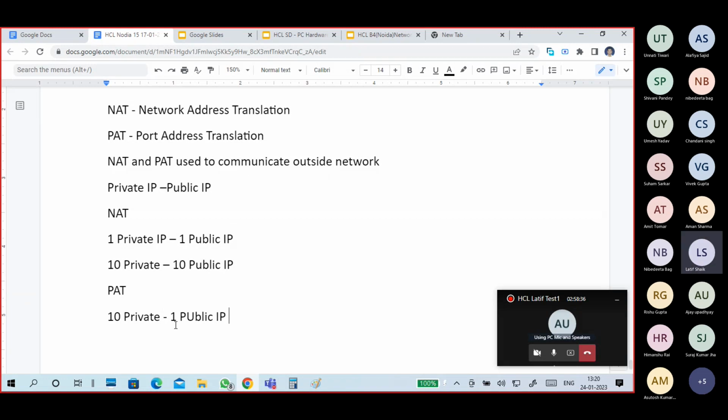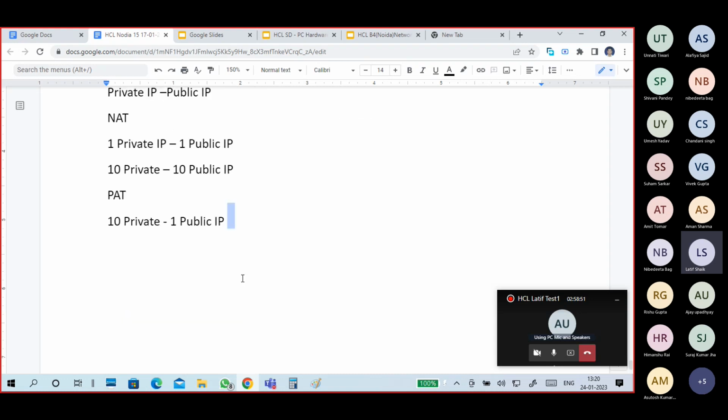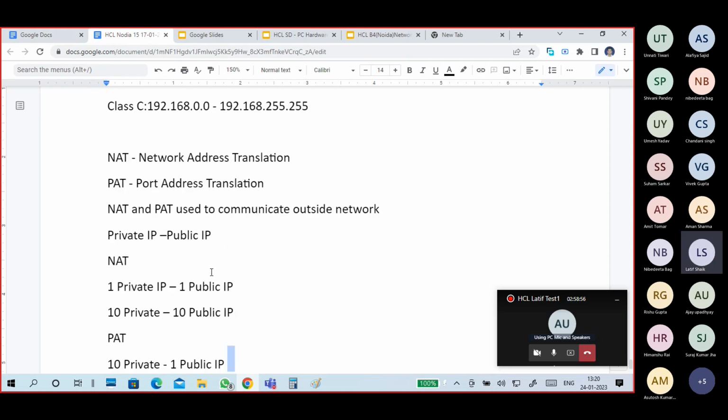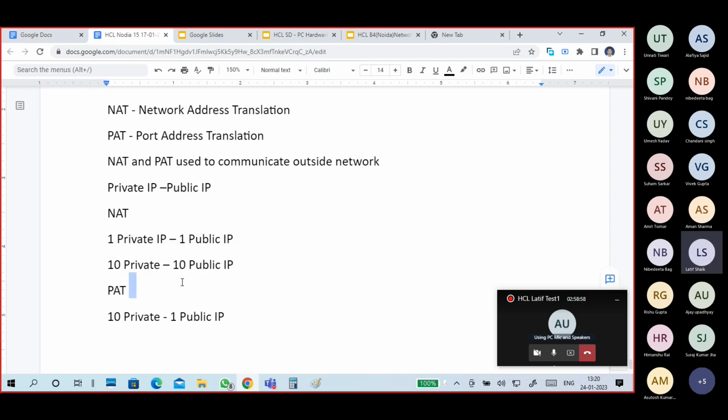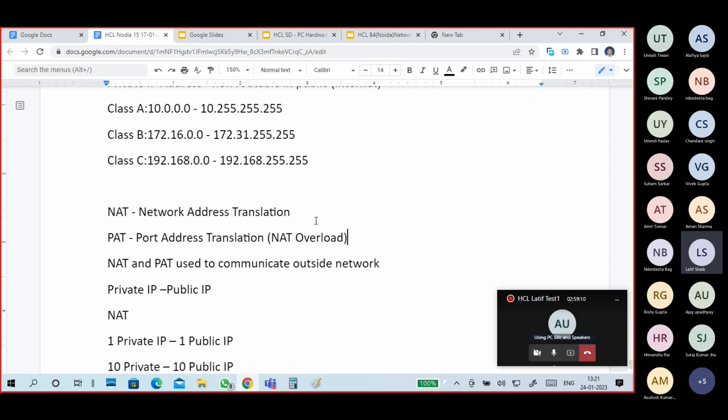That's why I say even if a person knows your public IP address, they cannot touch your system. Why? Because here one public IP address is assigned to multiple private IP addresses. ISP is taking care of that. We are all using PAT, port address translation, and this is also called NAT overload. NAT is one-to-one type.